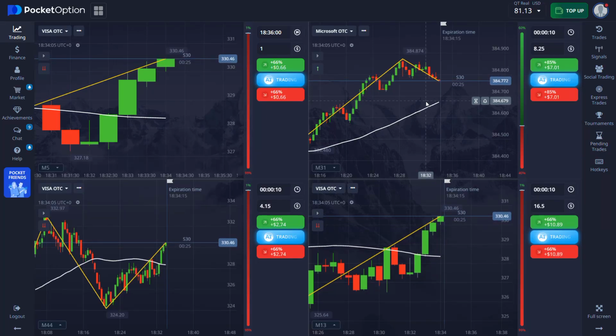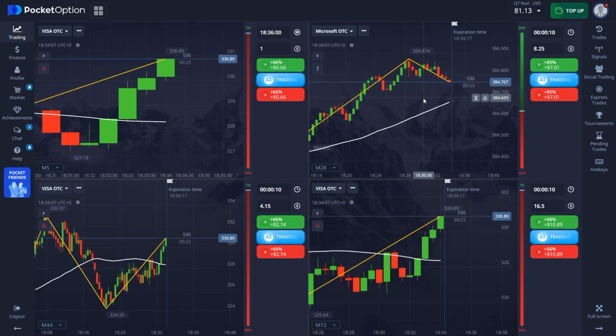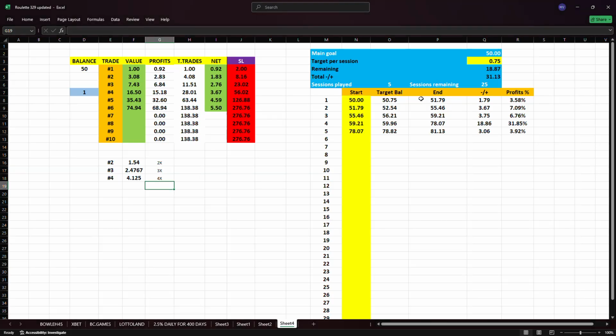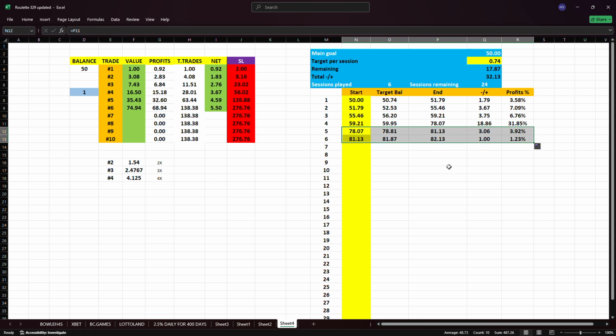Okay, guys, let's go for another session. I decided to make some slight changes here. So let me drag this down. We need to be at 81, 87 in order to make that 1.23%.